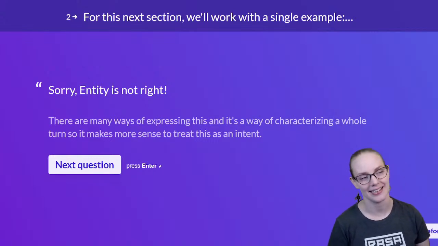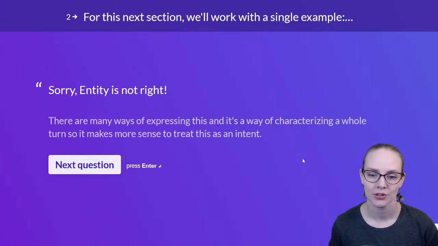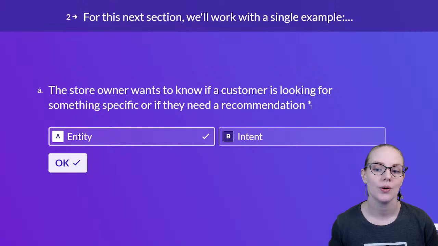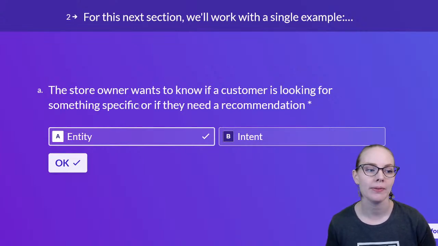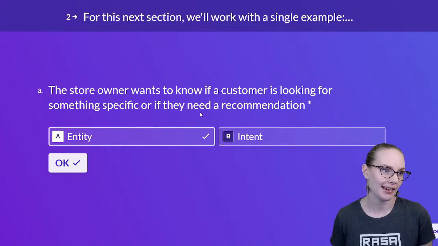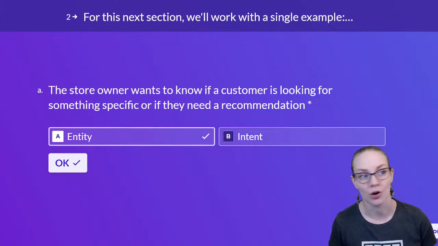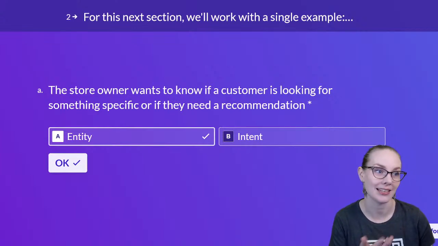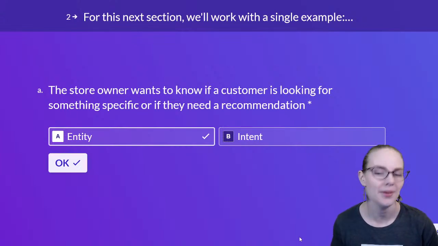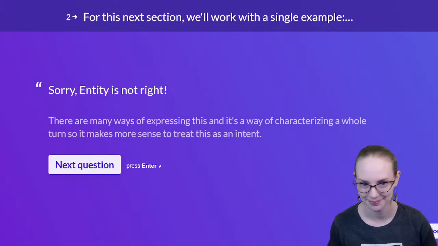But in this case, I think an intent is a good way to handle it. This is specifically figuring out which of these behaviors the user is trying to do. And we are probably going to handle it in the same way if they need a recommendation, no matter how they ask for the recommendation. And we're probably going to handle it in the same way if they look for something specific, regardless of what they're looking for specifically, right? Order might be the intent for the first one, and ask for help might be the intent for the second one. So I see how you could get there, but my intention here was for it to be an intent.